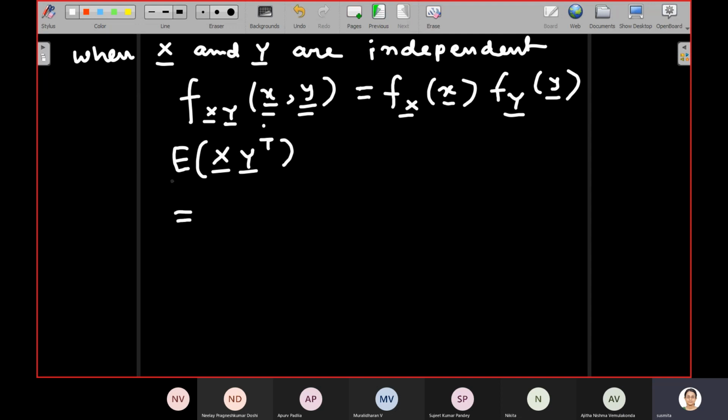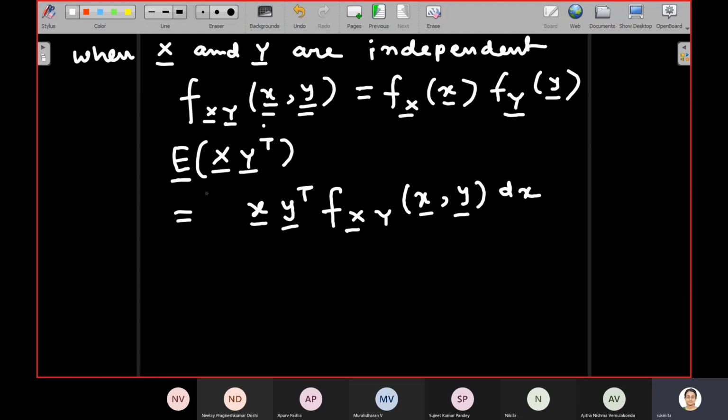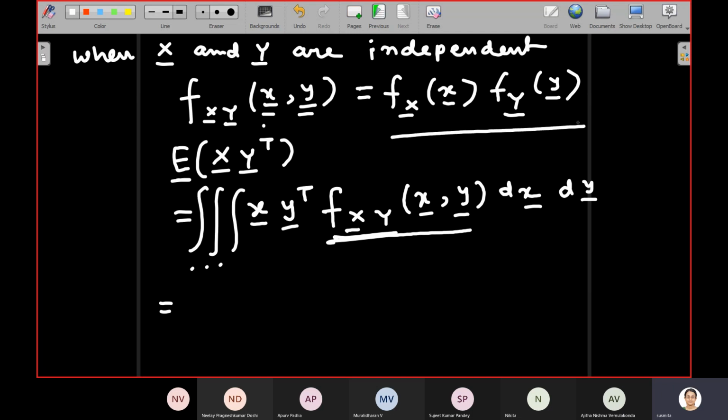But since we are applying the expectation operator, we can also write it this way: x, y transpose, and then we can take the joint PDF. And then we need to do multi-dimensional integration here, because both x and y are vectors. So I have just put 3, okay? It's not 3, you have more integrations. Now, in place of the joint PDF, you can write this one, correct?